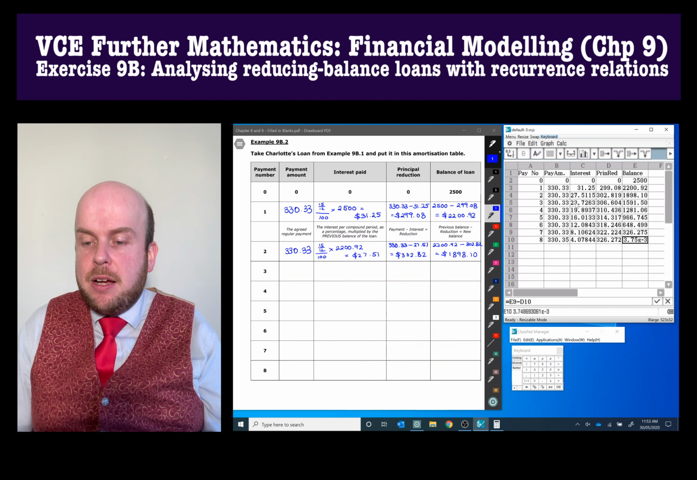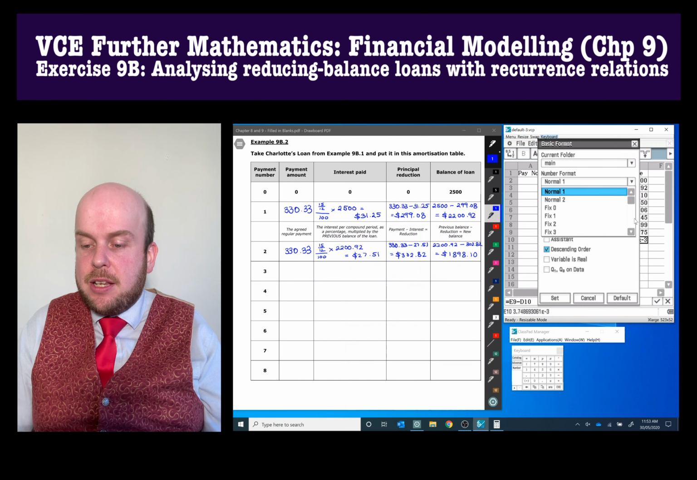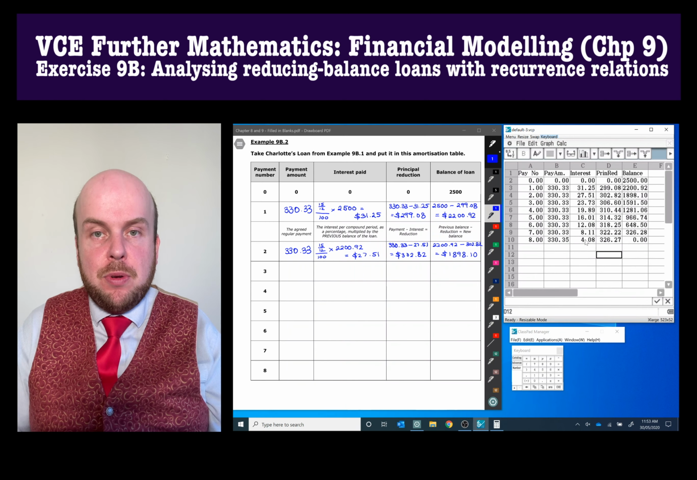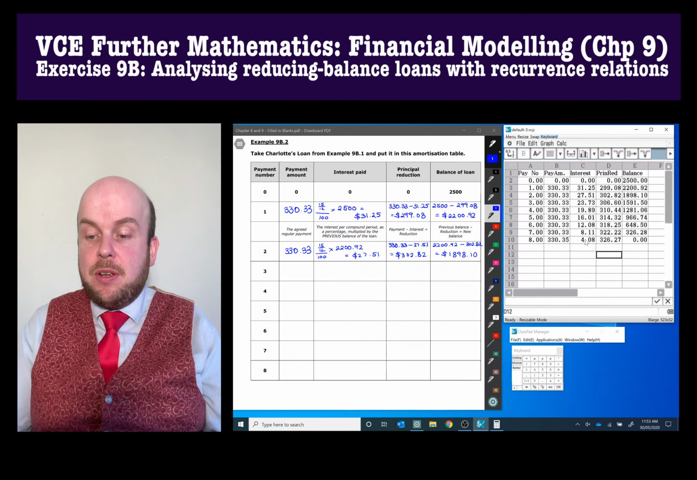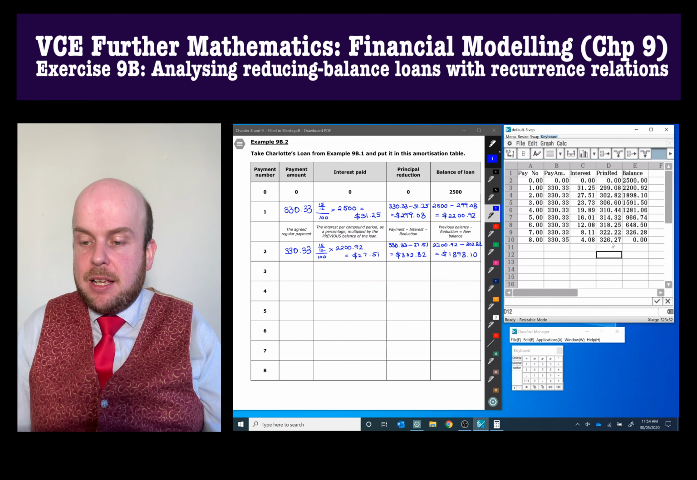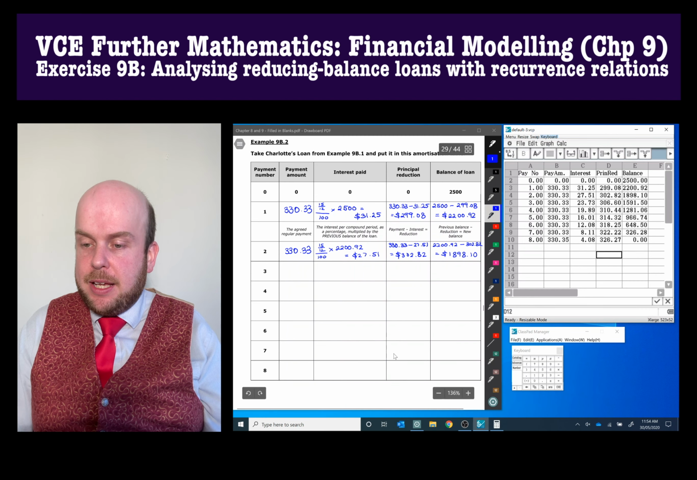So what we can do now, if I just go to the cog and go to basic format, you'll notice that it says normal 1 is the number format. I can change that to fix 2. And what that does is it turns everything to 2 decimal places. So now what I can do is essentially just copy and paste this into our table here.